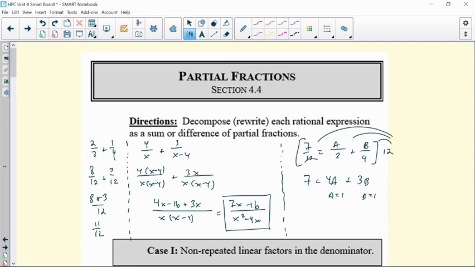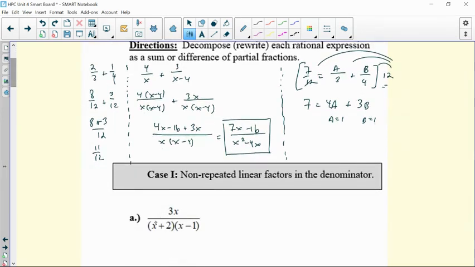So that idea of multiplying by 12, because that was the common denominator, is our goal when we start looking at rational expressions that we have to break down. Like this first example, 3x over x plus 2 times x minus 1. If I were to go backwards, like asking what problem would have given us that final result, I would want to know how many x plus 2s there were, and how many x minus 1s there are.